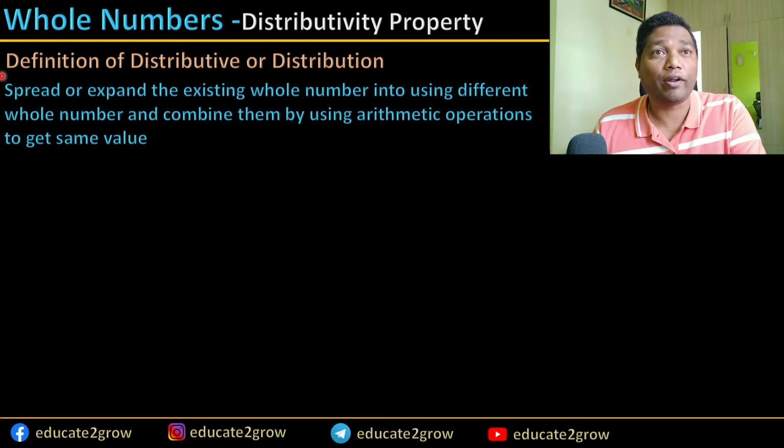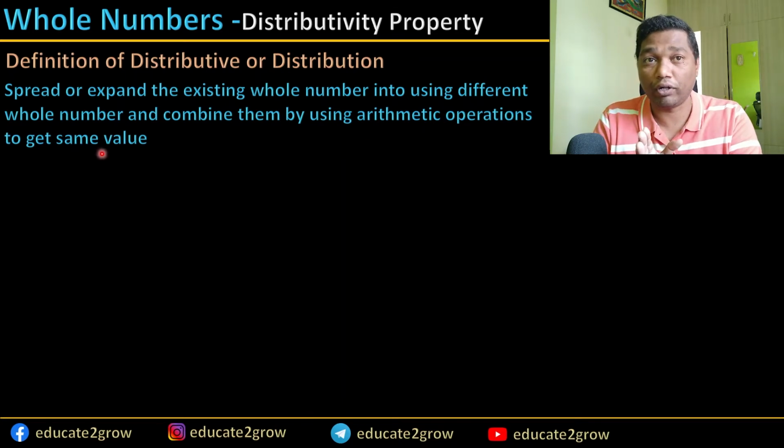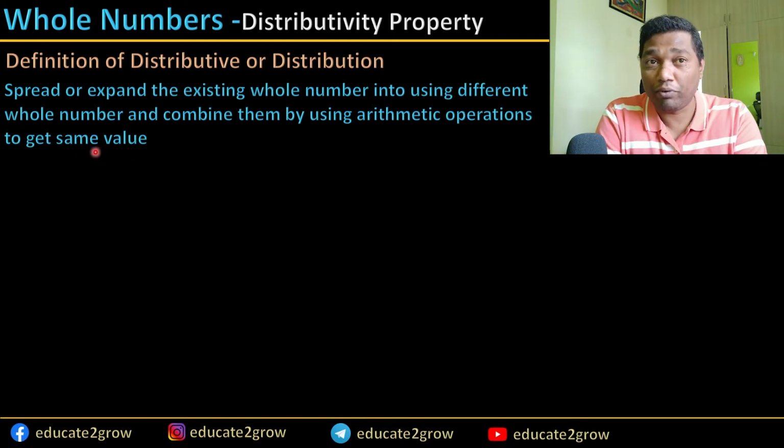Spread or expand the existing whole number using different whole numbers, and combine them using an arithmetic operation to get the same value. This is very important. To get the same value, we are going to use different whole numbers, combining them with an arithmetic operation. Let's take a small example with respect to that.